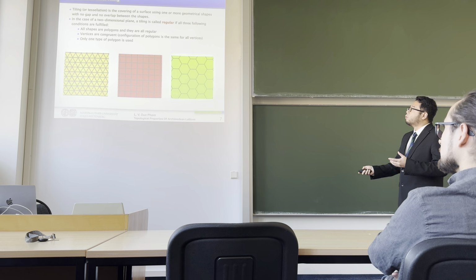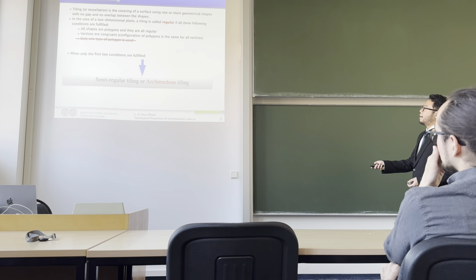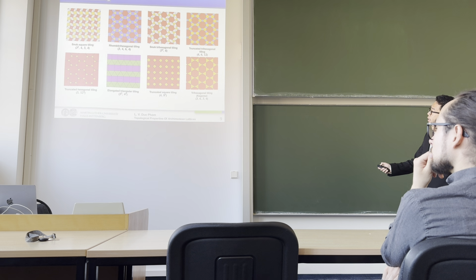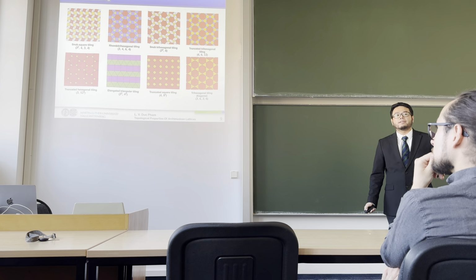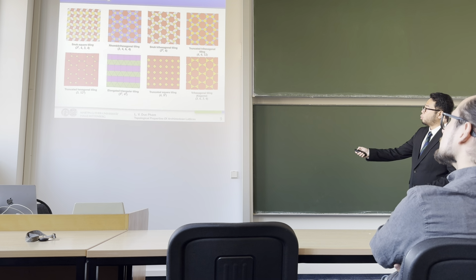Now, if you leave out the last condition, which means you are allowed to use more than one type of polygon, you end up with the semi-regular tiling or the Archimedean tiling. And in the 2-dimensional plane, there are in total 8 tilings of this kind. The number underneath tells you the configuration of the polygons on every vertex. And the number also tells you the number of sides that the polygon has. So for example, for this rhombitrihexagonal tiling, 3, 4, 6, 4 means that you will find 1 triangle, 1 square, 1 hexagon, and 1 square on every vertex.